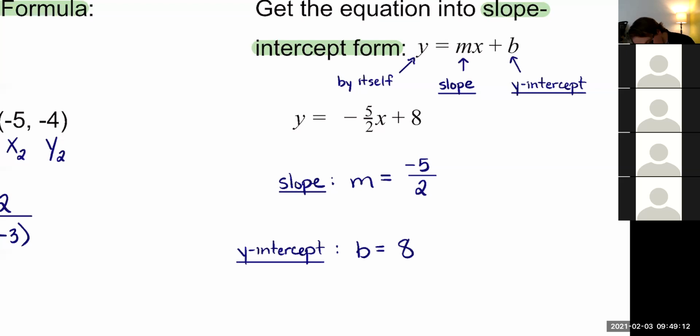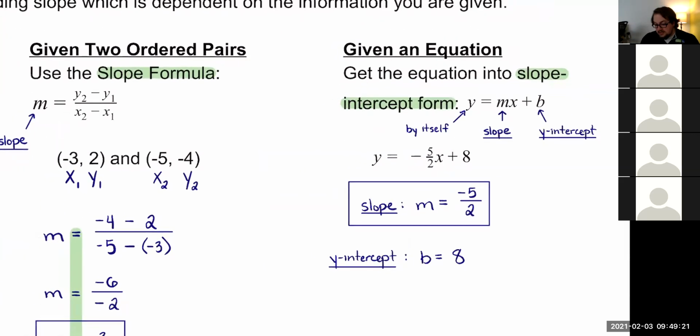Plus 8. It's just asking for slope, but from slope-intercept form, it's so easy to identify those parts. Why not shout it out?